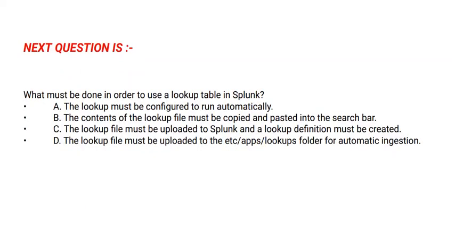Next question is, what must be done in order to use a lookup table in Splunk? Options are option A, the lookup must be configured to run automatically. Option B, the contents of the lookup file must be copied and pasted into the search bar. Option C, the lookup file must be uploaded to Splunk and a lookup definition must be created. And option D, the lookup file must be uploaded to the etc/apps/lookup folder for automatic ingestion. The correct option is option C.